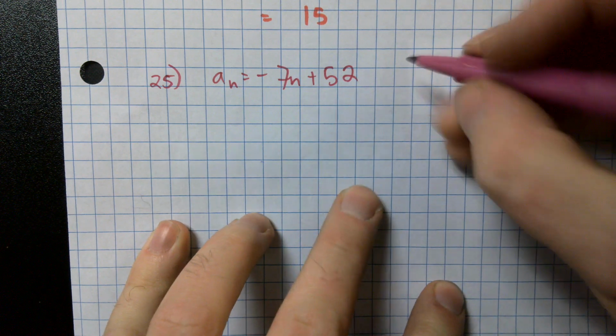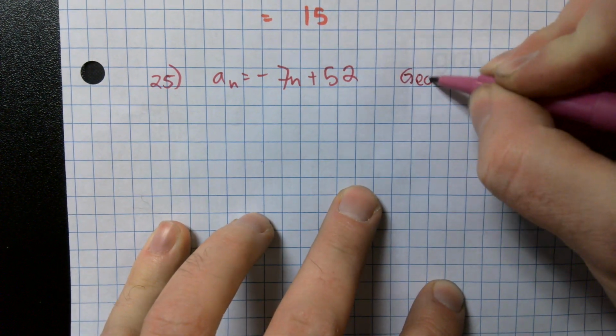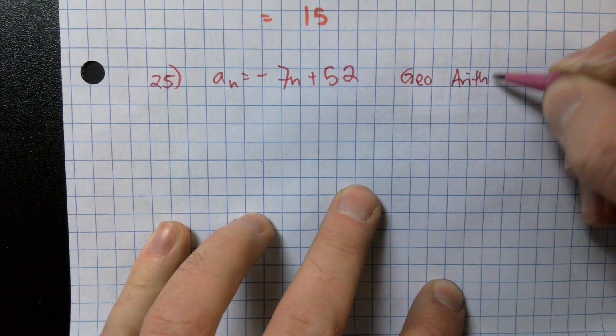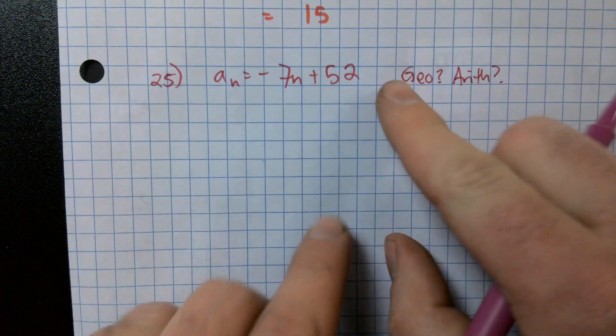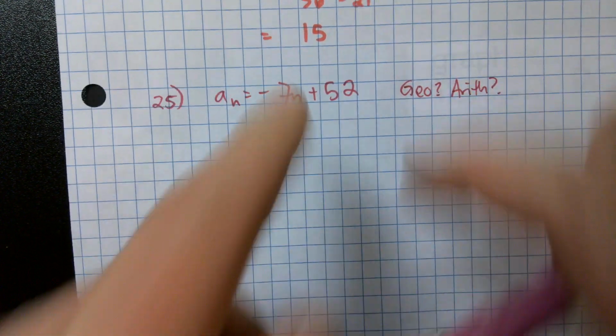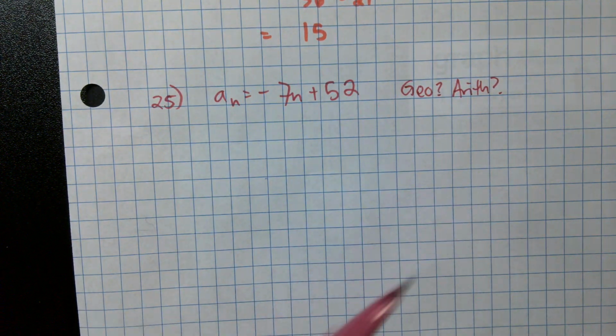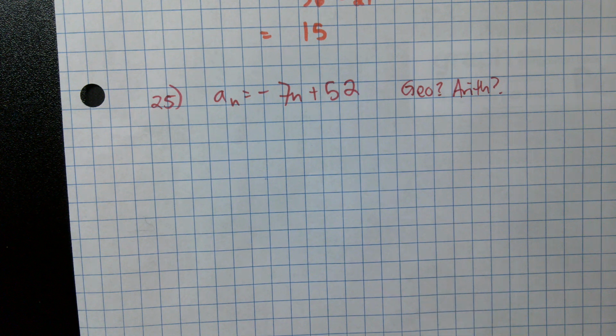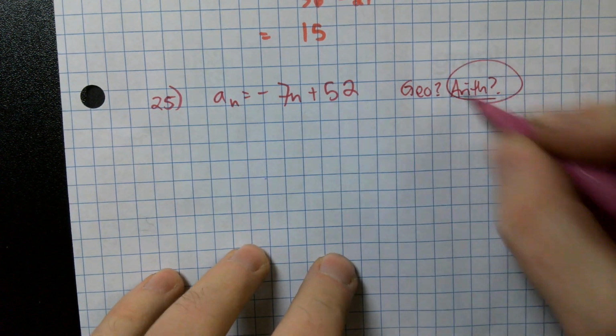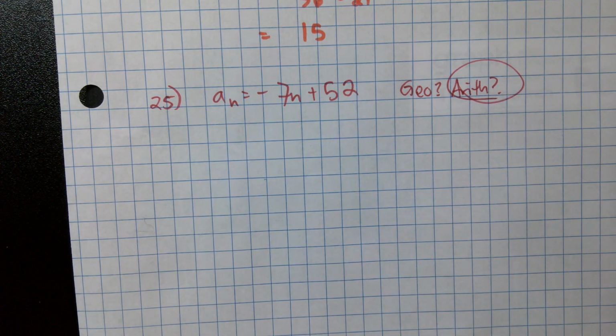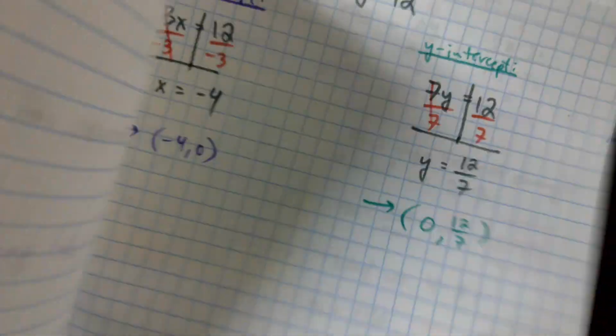The question is, is this geometric or is it arithmetic? Give me a thumbs up if you say this is geometric. Thumbs down if you say it's arithmetic. Ooh, we must have all had trouble with this, right? This is arithmetic. Okay? It's just simplified. That's all it is. Let's take a look back. Arithmetic was on October 14th.